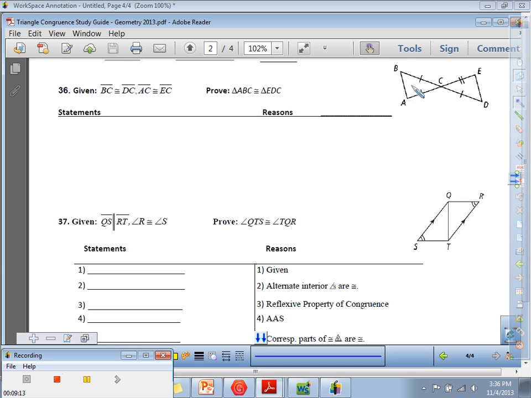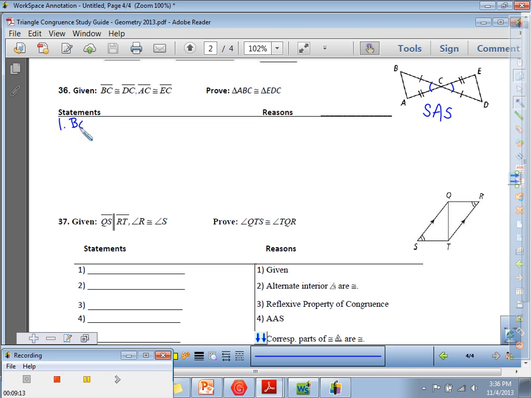Okay, and where are the angles? The vertical angles. And you would say side angle, side. So all you do in your proof is you're stating everything. You're stating the side, the angle, and the side. Okay, so what do you want to put for your first statement?